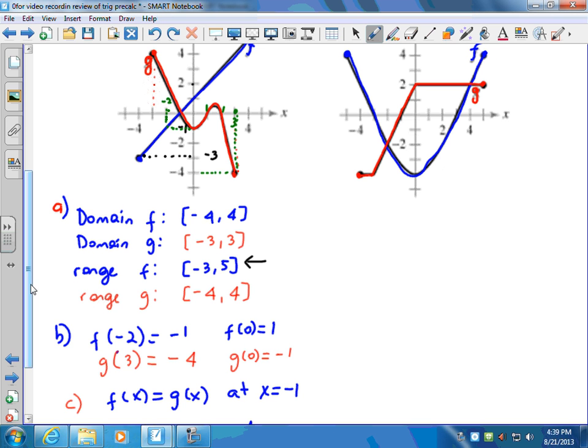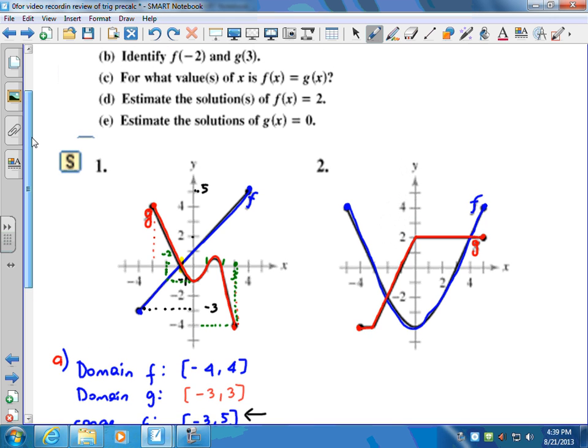The next question was asking, solve the equation f of x equals g of x. For that one, we look back to the graph, wherever they intersect, read off the x-coordinate there, that will be the answer. And that is negative 1 from the graph. I'm running out of colors here, but let me try yellow. Right here is where they intersect, and the x-coordinate there is negative 1. So the answer to C is x equals negative 1.